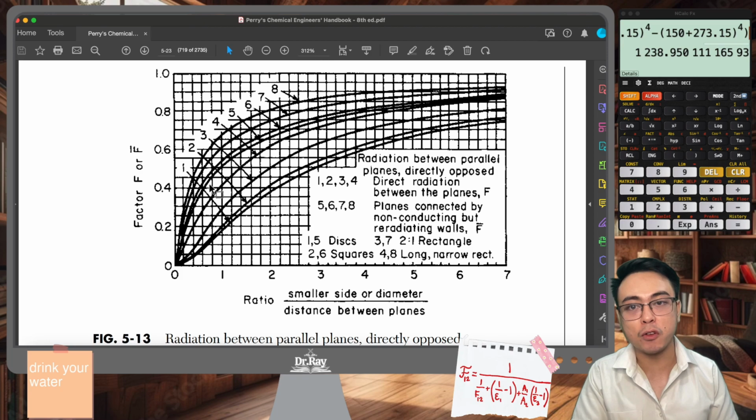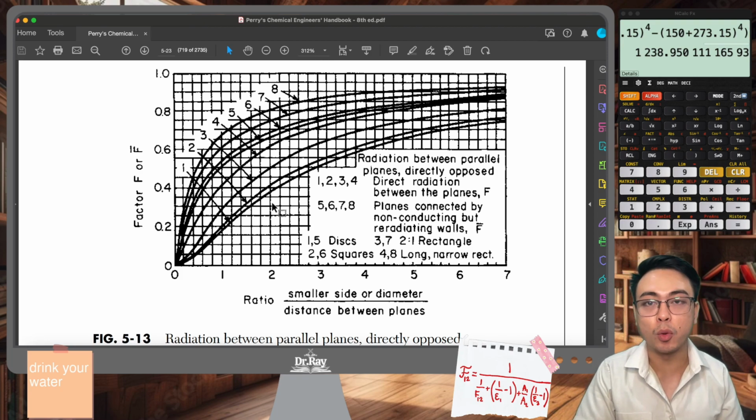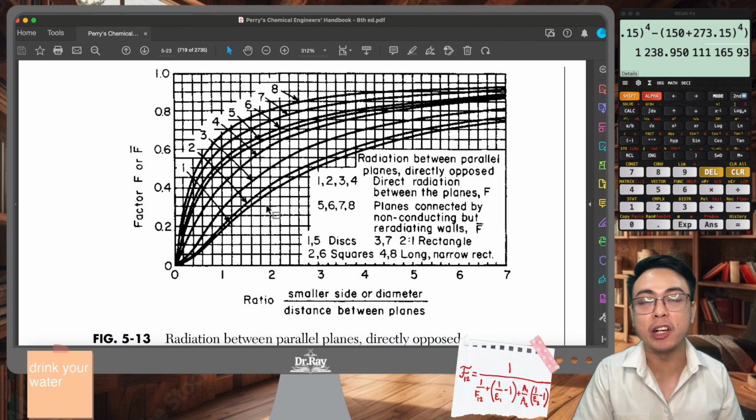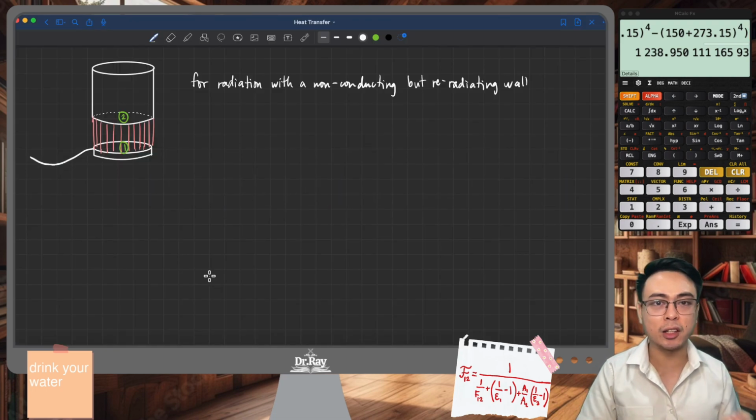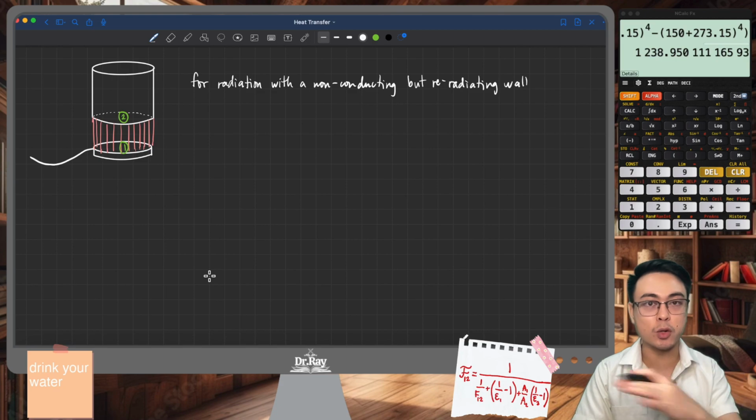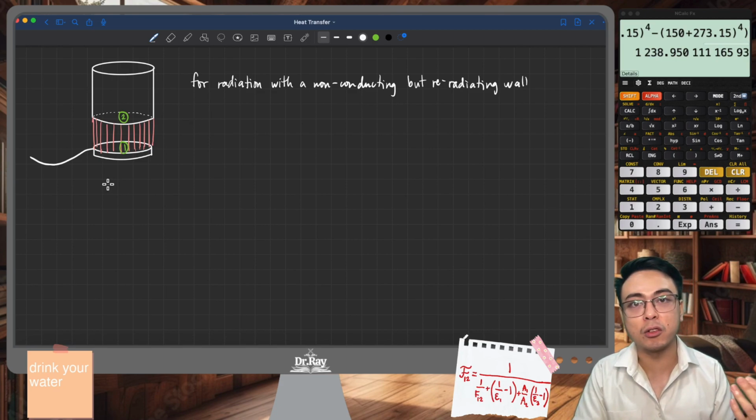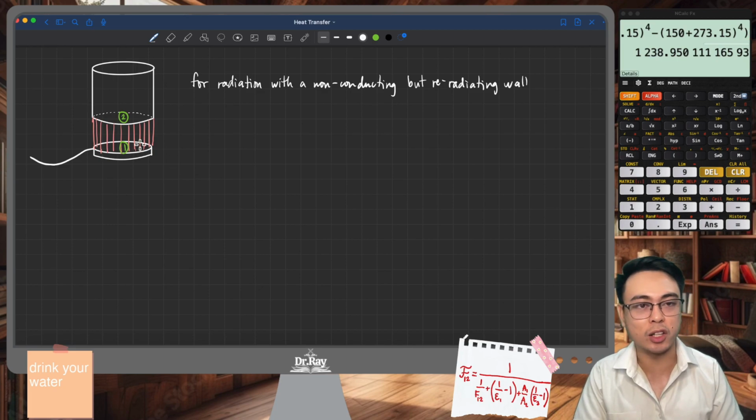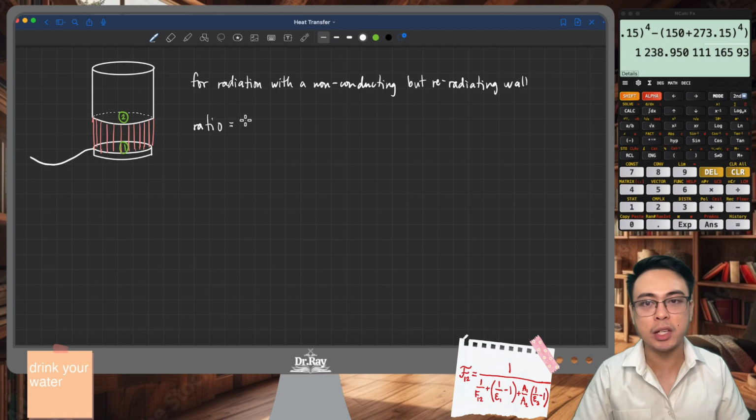And take a look at the position of curve number 5. Curve number 5 is higher compared to curve number 1, so we can expect a larger view factor for the one with a re-radiating wall. Because come to think of it, for the first case, we just let radiation escape into the surrounding space, right? But now that you place a shielding material, some of that radiation that should have been lost will simply bounce back into the space right here. So it's still the same ratio. The ratio of diameter over the gap is still 2.